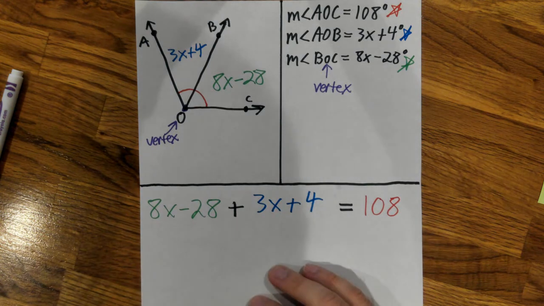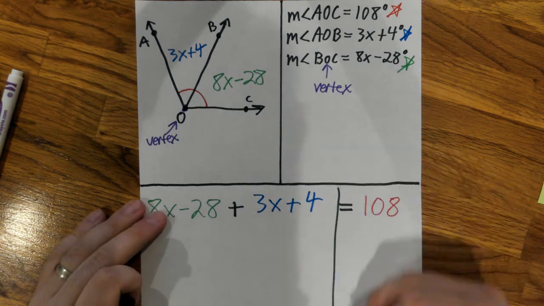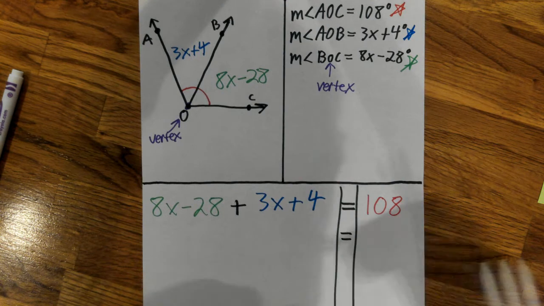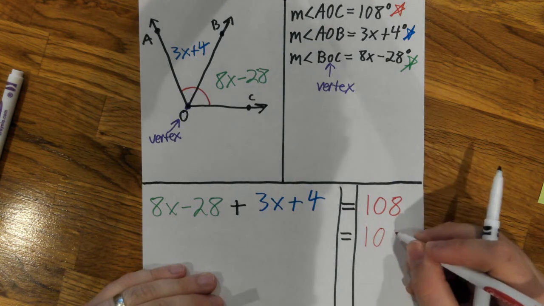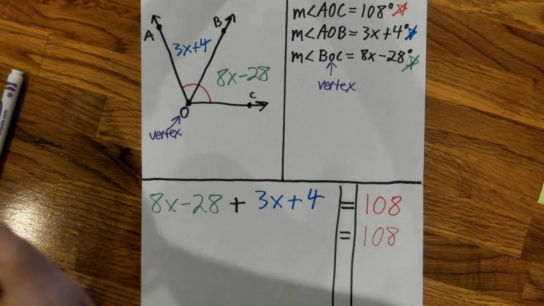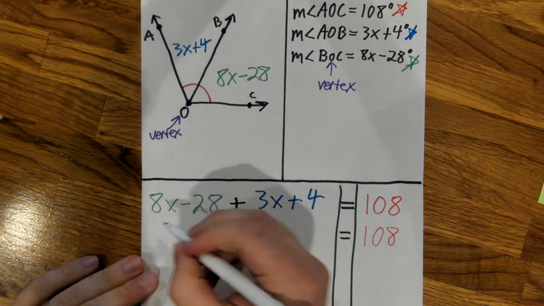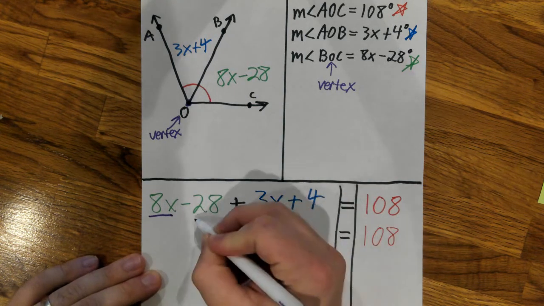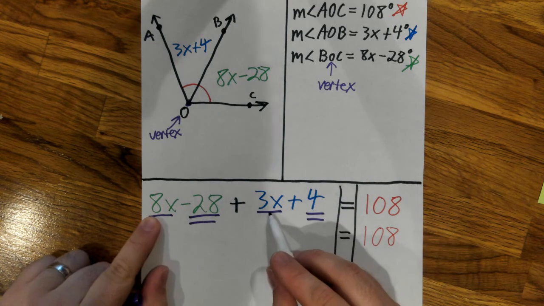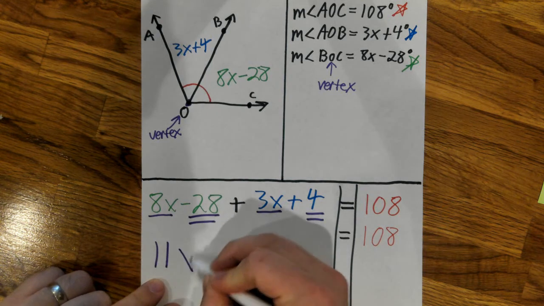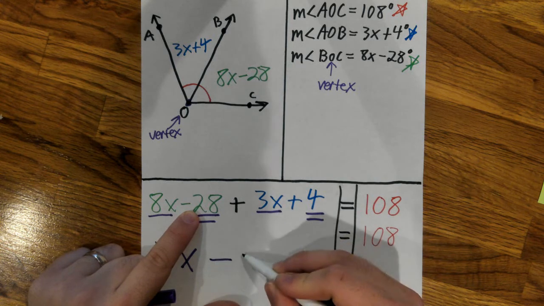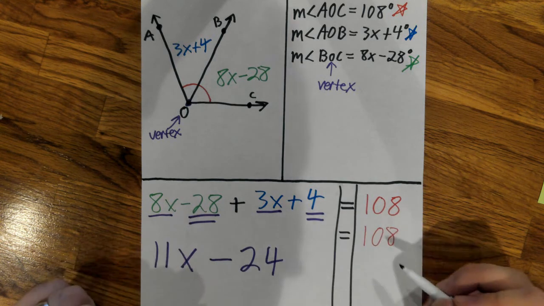All right, now we got two sides to our equation. I always like to draw the jail bars here, right? On this side, I'm just going to leave the 108, right? On the other side, we have some like terms, right? Let's identify our like terms. We have the 8x here with the 3x, and we have the minus 28 with the 4. So 8 and 3, that's going to be an 11x. Minus 28 and 4, that's going to be a minus 24. Careful with those minus signs there.